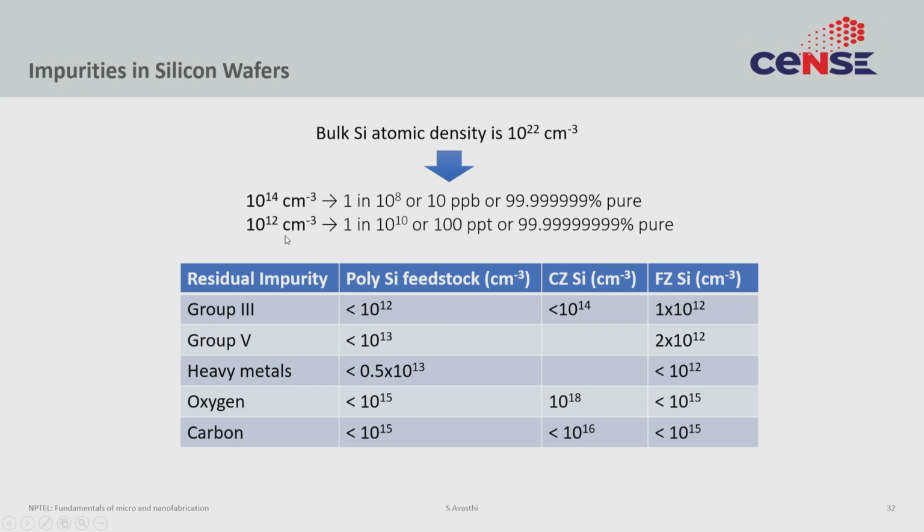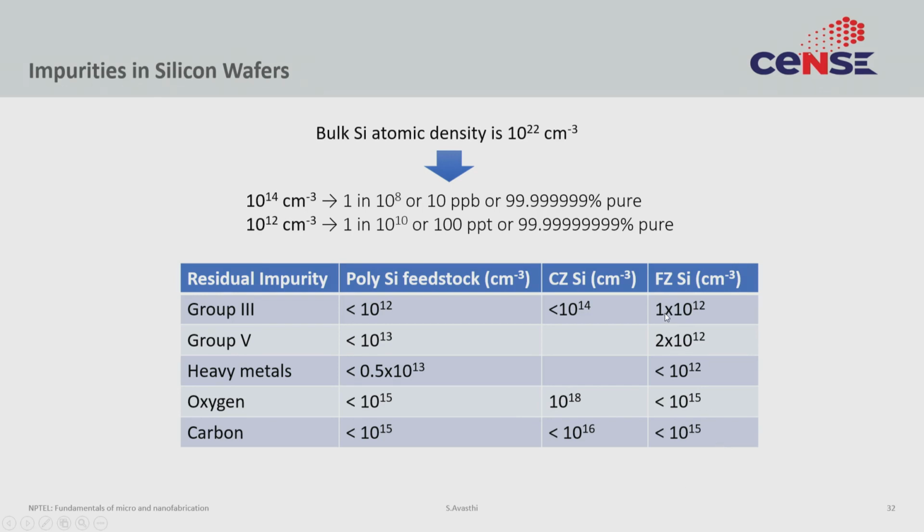Through this process of crystal growth, through the three techniques that we mentioned, which is CZ silicon, float zone silicon, and a vertical gradient method, you can actually get silicon that is 10^14 to 10^12 pure. Okay. So group 3 impurities are less than 10^14 or less than 10^12. Heavy metals are often less than 10^12. Oxygen is a little higher. Remember, the distribution coefficient of oxygen was more than 1. This is the reason. And the carbon is less than 10^15.